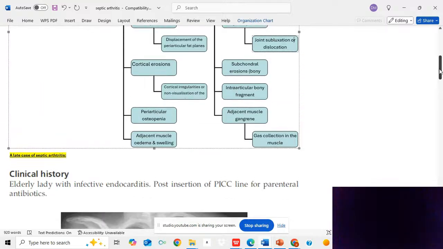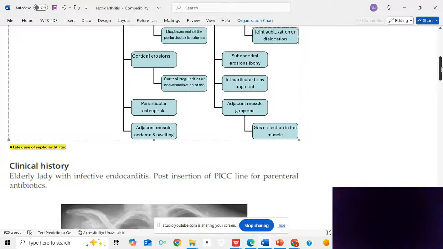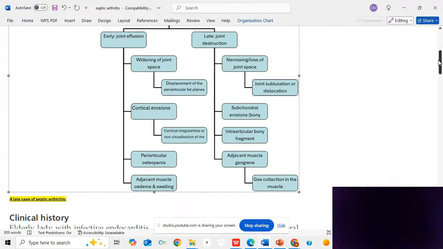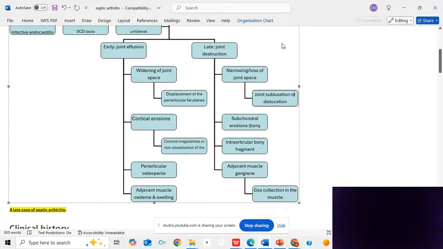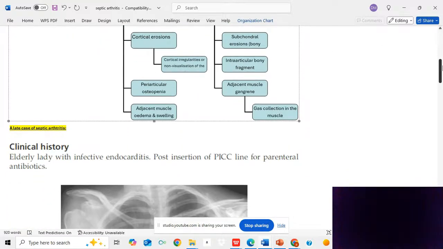Okay, an intra-articular bony fragment could be detected due to bone destruction together with the subchondral erosion. That means that there is a severe form of septic arthritis here. This is a late form of septic arthritis disease.